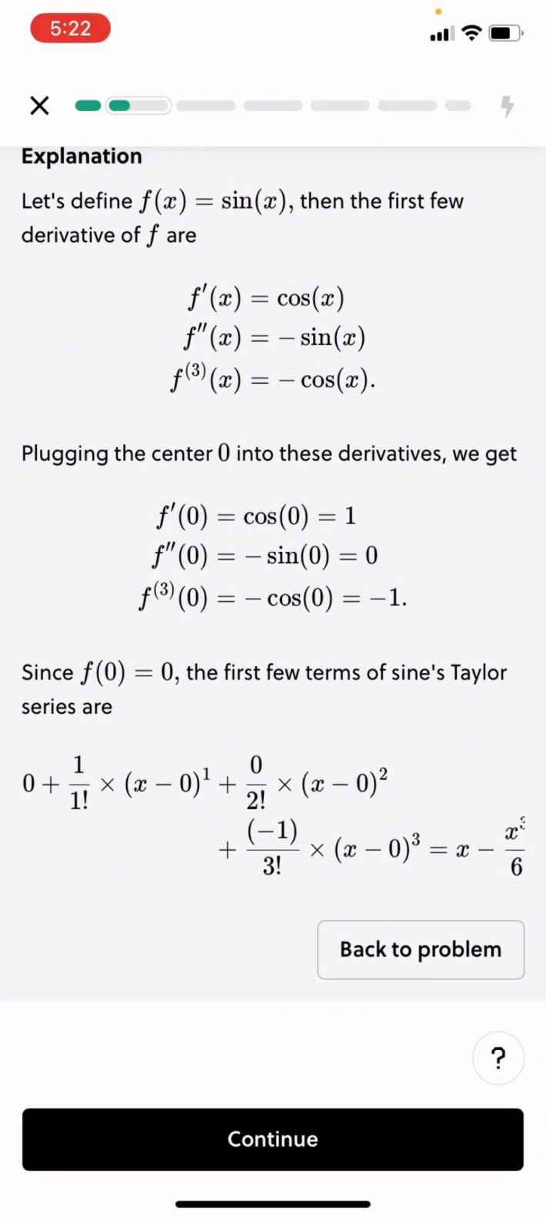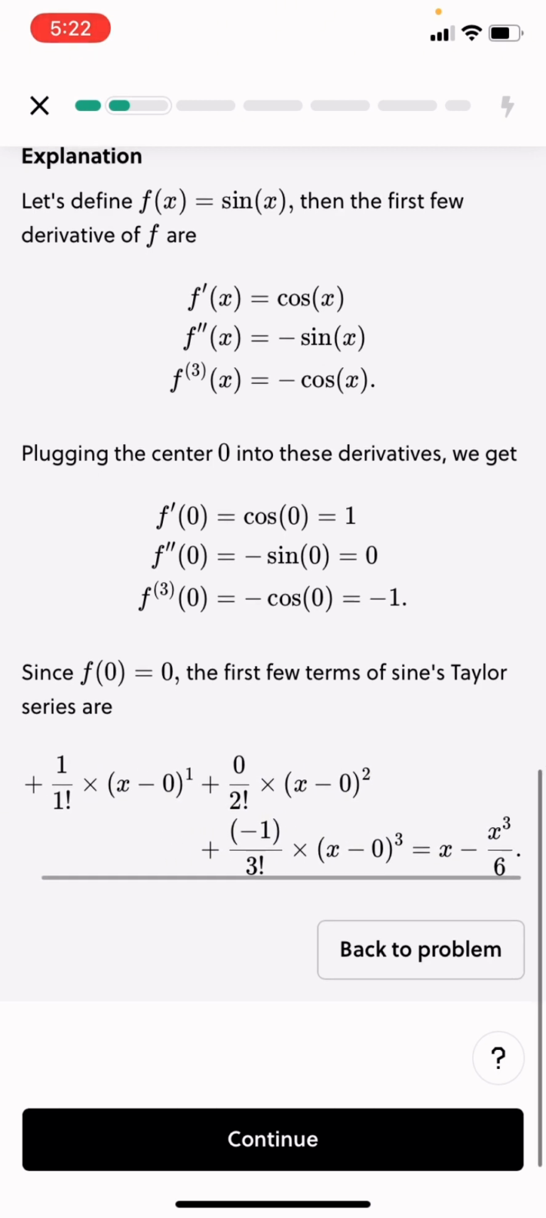So since f(0) equals 0, the first few terms of sine's Taylor series are 0 plus 1 over 1 times (x minus 0) to the first power, plus 0 over 2 times (x minus 0) to the second power. And then the rest of the equation, which goes on pretty long.